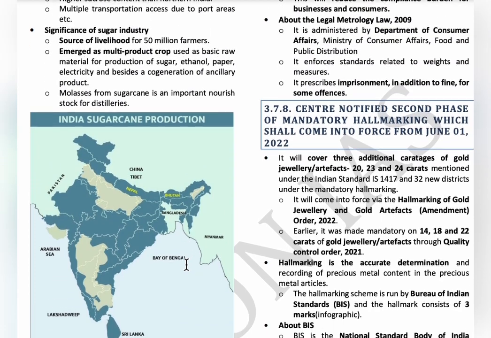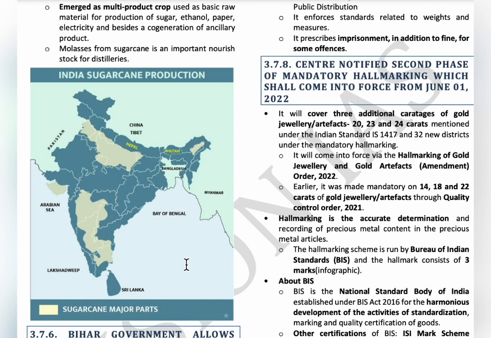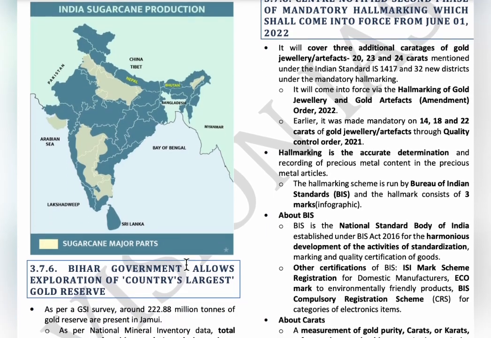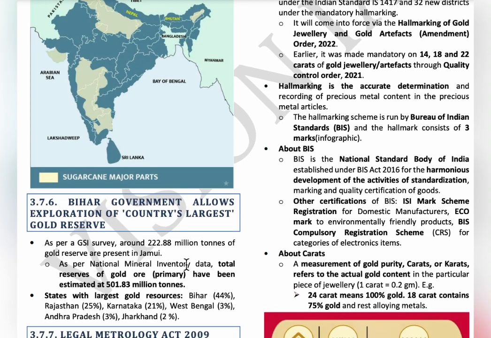Next topic is Center notified second phase of mandatory hallmarking which shall come into force from June 1, 2022. So hallmarking consists of the markings on the gold jewelry artifacts which determine the purity of the precious metals. So hallmarking scheme is run by the Bureau of Indian Standards under Quality Control Order of 2022. So here BIS, that is Bureau of Indian Standards, is a national standard body established under the BIS Act of 2016. It is established to provide standard marks and quality certification of goods.